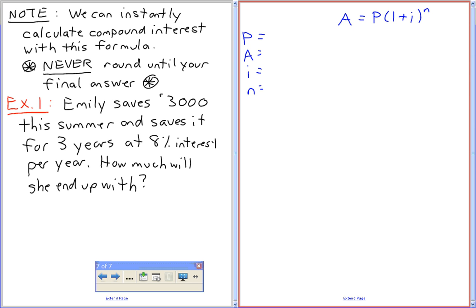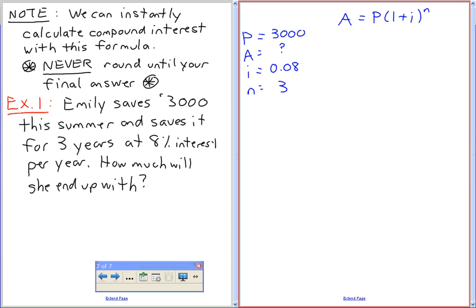Okay. So now it's 3,000. No. Okay, now this is the thing. P is 3,000, not A. That's my thing. Right on, because the starting value, she has $3,000 right now. She will eventually have something else that's going to be her A. And the time is 3 years. Interest is 0.08. Very good.